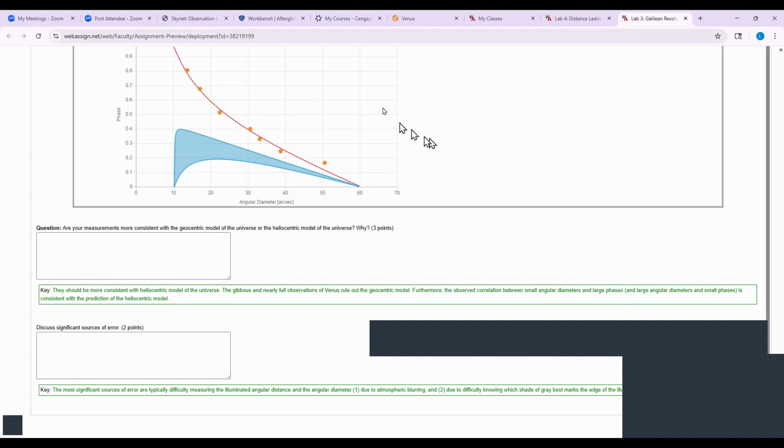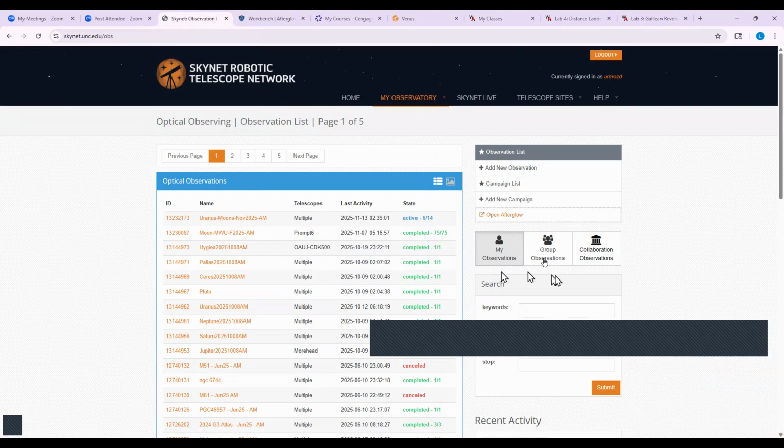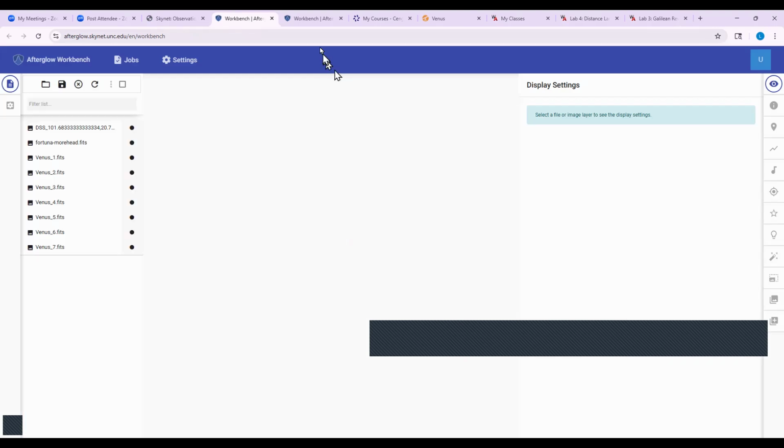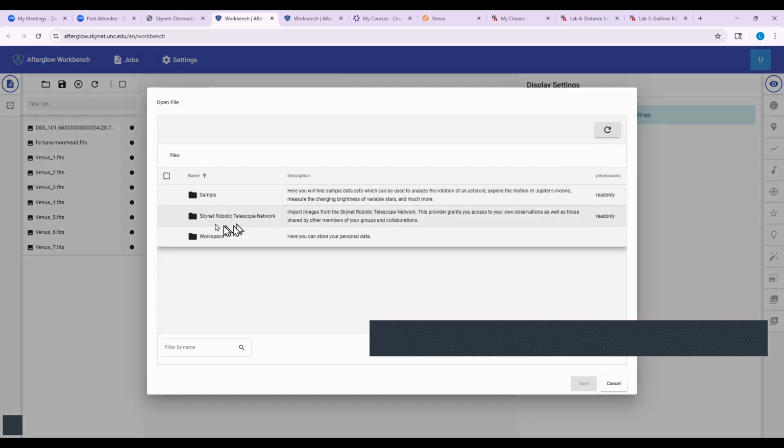And then let me go to the, in here, on this consideration. We go to the Afterglow. And in Afterglow, I downloaded these Venus pictures, and I'm going to show you where they are going to be downloaded. You go to open files. Do you see my Afterglow? Yes. Okay. When you go to Afterglow, you open the file, and you go to your pictures.